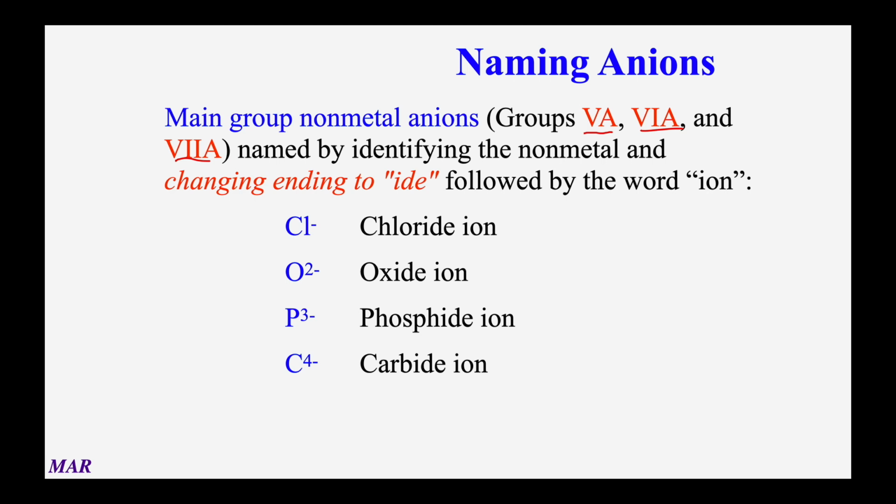Oxygen in group 6 minus 8 becomes -2. That's the oxide ion. Phosphorus in group 5 minus 8 is -3 on phosphide. And if you wanted to do it for carbide, which does happen once in a while, carbon is group 4. In this case, 4 minus 8 is -4. That's what the carbide ion is.